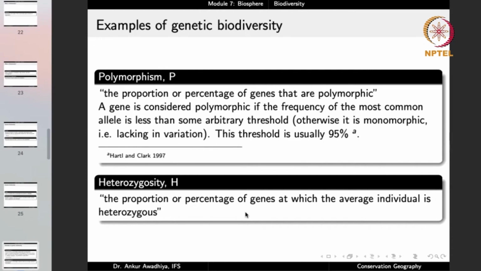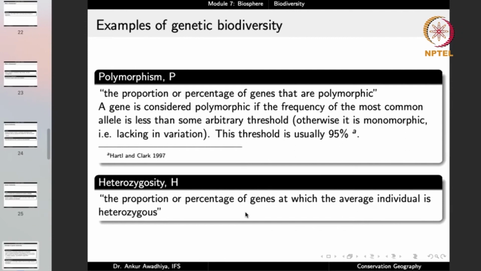Examples of genetic biodiversity include polymorphism and heterozygosity. So how do we quantify these genetic differences? One is polymorphism. Polymorphism is the proportion or percentage of genes that are polymorphic. And a gene is considered polymorphic if the frequency of the most common allele is less than some arbitrary threshold, otherwise it is monomorphic or lacking in variation. And typically this threshold is 95%.